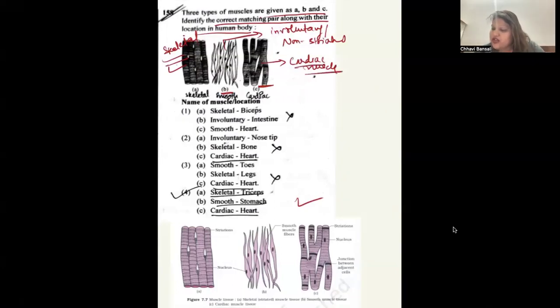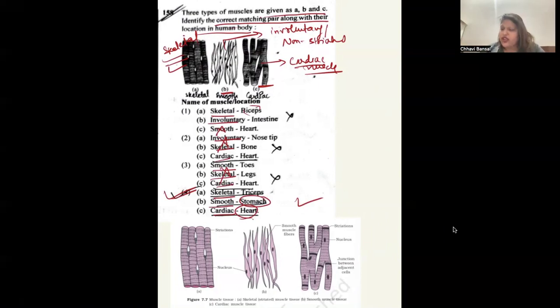So let's see the options. No need to match the other parts also. Let's see the current sequence. Skeletal, involuntary, smooth. Smooth is the other name of involuntary muscles. Involuntary, skeletal, cardiac. No. Smooth, skeletal, cardiac. No. So option 4 is the correct answer, which is skeletal, smooth, and cardiac. And after that, you can match that cardiac muscles are present in the heart, and smooth, involuntary muscles are present in the stomach, because we are not going to control the digestion or the contraction of our stomach with our will, right?